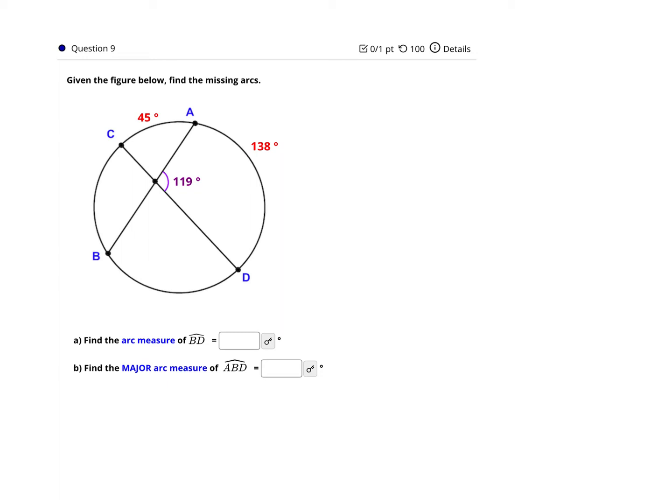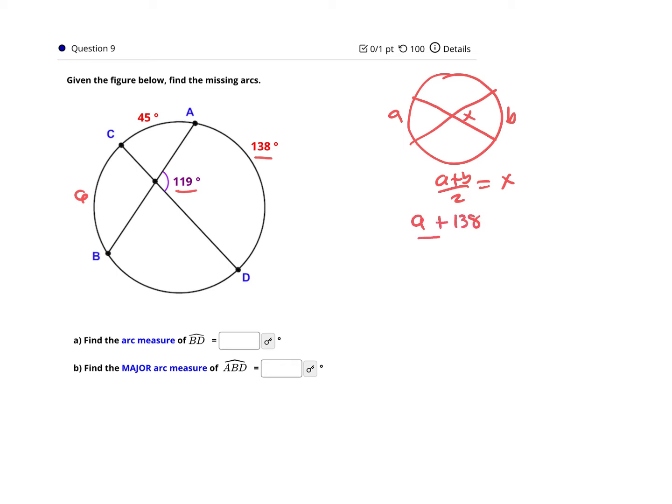Now, to do this problem, we have to use the idea that if you take two chords and they intersect in a circle, that if you have A, B, and X, A plus B divided by 2 has to equal X. So when I'm looking at this, I know that the X is 119, I know that the B is 138, so I need to find A. So I'll do A plus 138 divided by 2 is equal to 119.